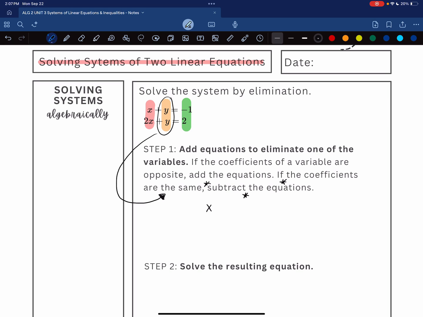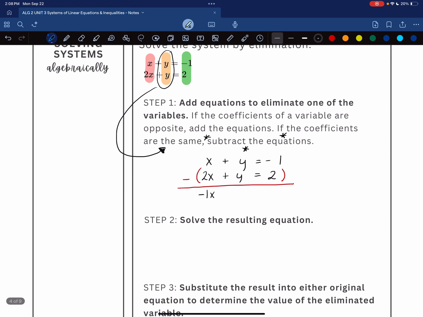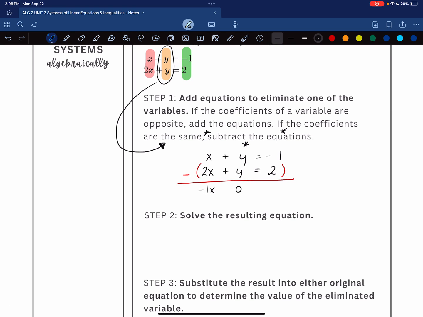We're going to take x plus y equals -1, and then I'm going to subtract that entire second equation from it and figure out what that result is. Okay, so be really careful here because we're subtracting each of these terms. If I take x minus 2x, that's going to give me -1x. If I take y minus y, that will zero out. And if I take -1 minus 2, that's going to give me -3.